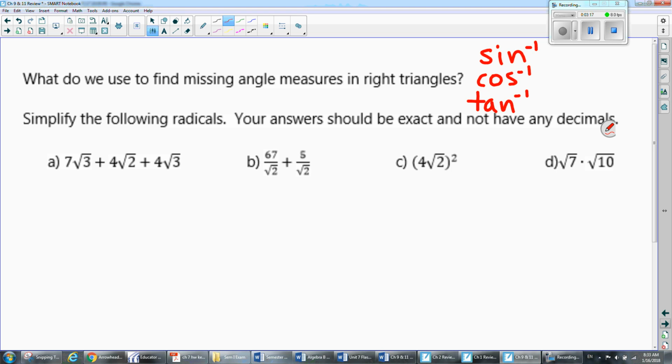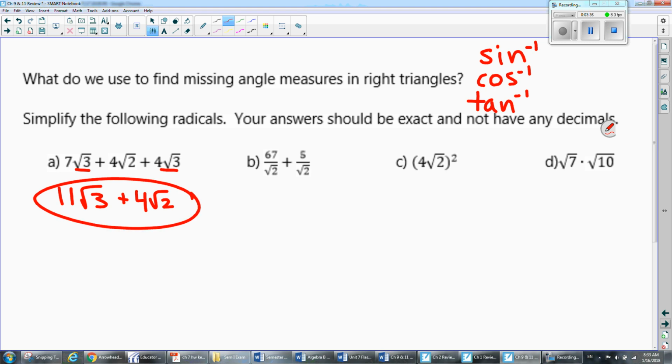Okay, if we wanted to simplify the following radicals, we're going to leave the square root signs in there so that we don't have any decimals. Okay, if we're adding, we can only combine the ones that have square roots of 3 together. So I had 7 and 4 to give me 11 of those square root of 3's. And I still have 4 square root of 2's. That's exact. Here in my fraction, since I have a common denominator, I'm going to leave that as a square root of 2 on the top.